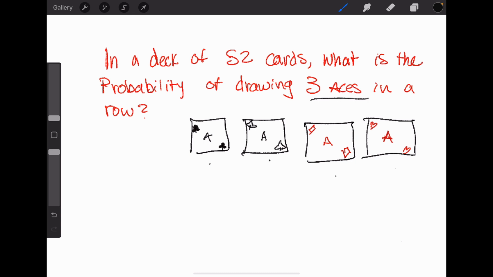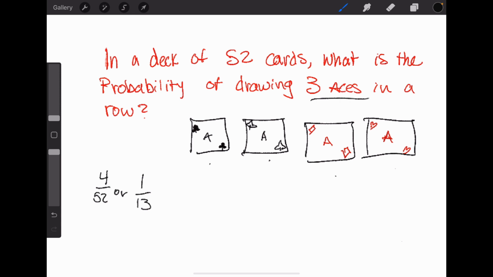Now, the probability of drawing one of the aces first is a 1 in 13 chance, because we know there's 13 cards of each suit, and there's 52 cards, and there's 4 aces, or more simply, there's 4 aces and 52 cards, which is 4 over 52, or 1 over 13. So we're just going to use the simplified version, because we know that 1 over 13.